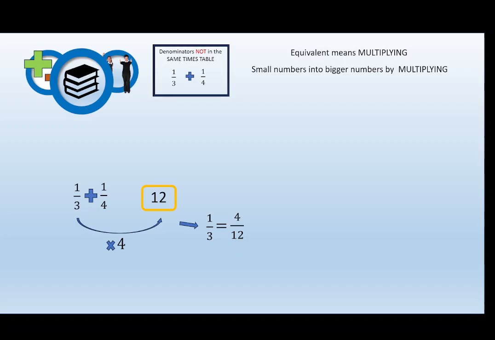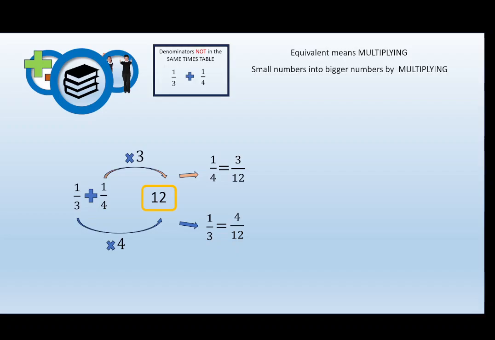Now, here's the extra step. What do I need to do to make 4 into 12? I multiply it by 3. So let's make the equivalent fraction of a quarter. Multiply the top and bottom by 3 and I get 3 over 12.